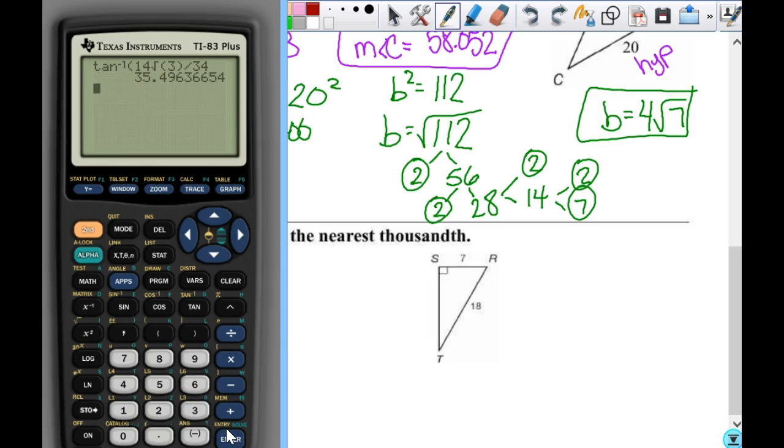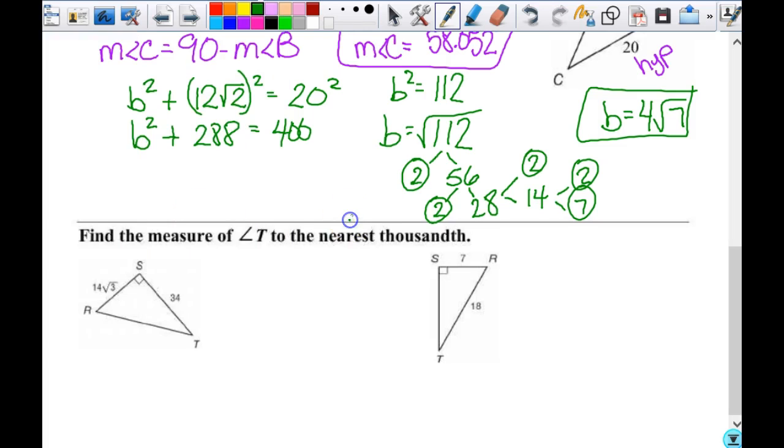First one I get 35.496. Do you all agree with that? I already forgot. 35.496.